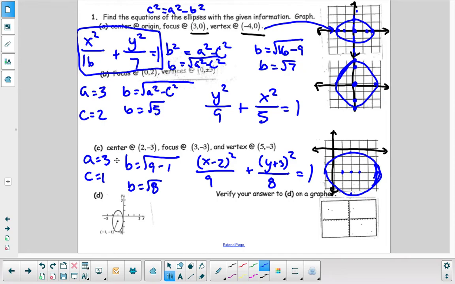Checking on your grapher is just solving for y. That can be tricky, but you can do it. If you get stuck, you can use Desmos too.